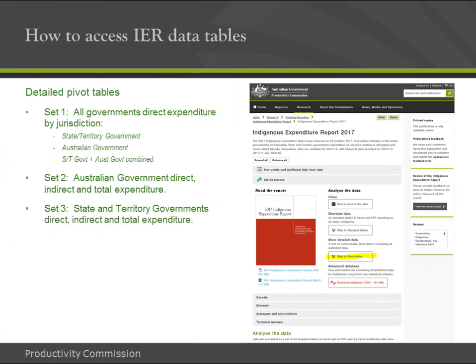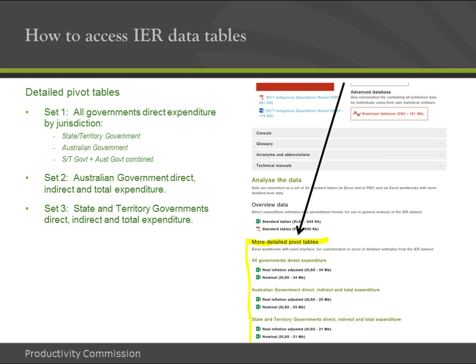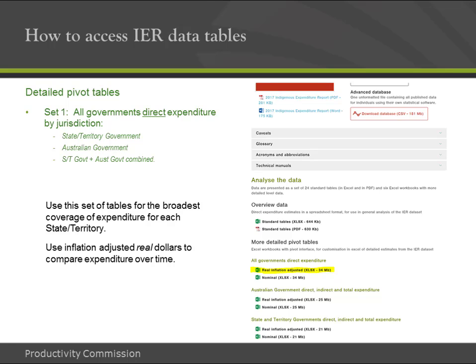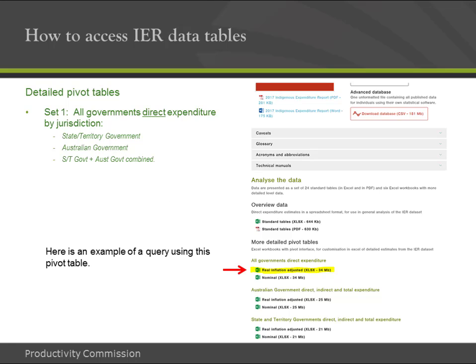Detailed pivot tables are available in 3 separate spreadsheet workbooks. Click Skip to Pivot Tables on the report webpage, beside the image of the 2017 report, to jump to the 3 workbooks towards the bottom of the page. Each workbook covers a particular level of government. Set 1 of the pivot tables reports on all government's direct expenditure by jurisdiction. Use this set for the broadest coverage of expenditure for each state and territory. Here is an example of someone using this workbook.